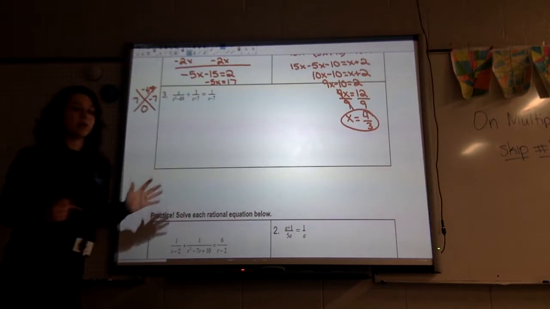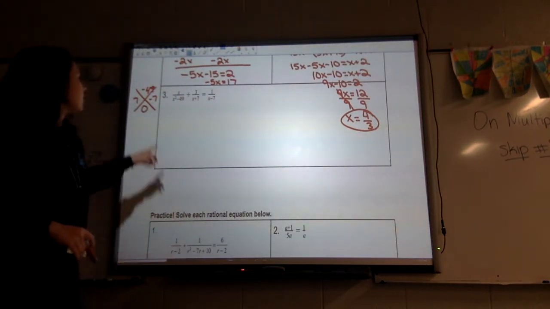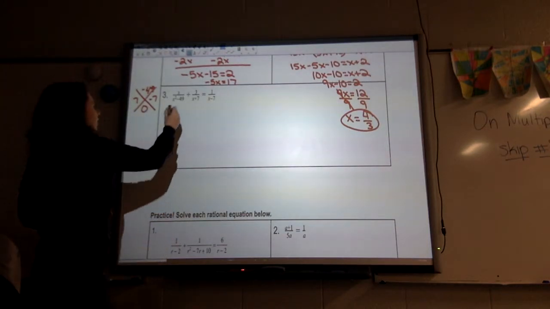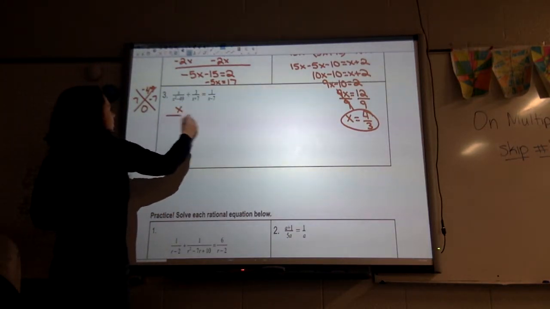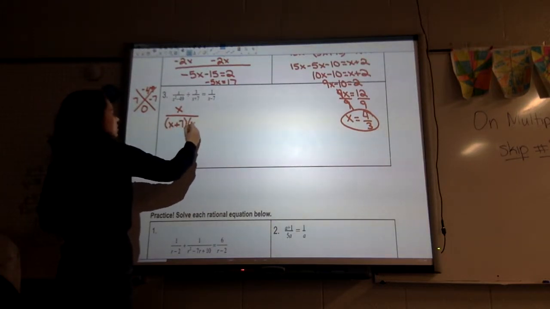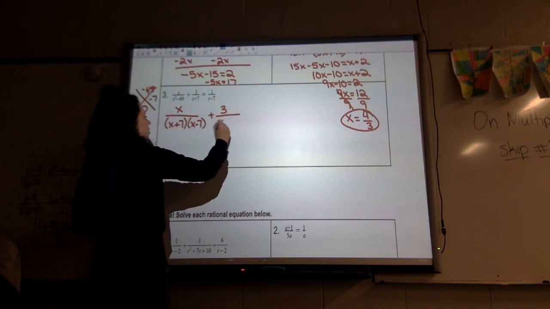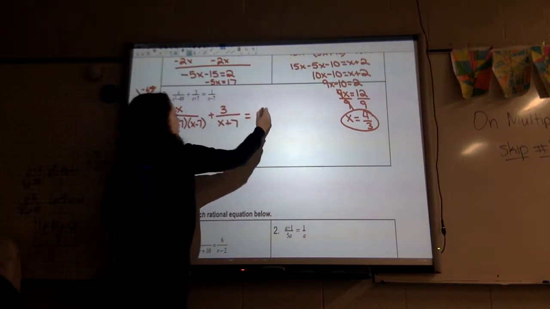So the first thing I'm going to do, I'm not really changing anything about this equation. I'm just going to rewrite x squared minus 49 as its factors, x plus 7 and x minus 7. I haven't changed anything else, so I'm going to rewrite the rest of the equation just like it was.